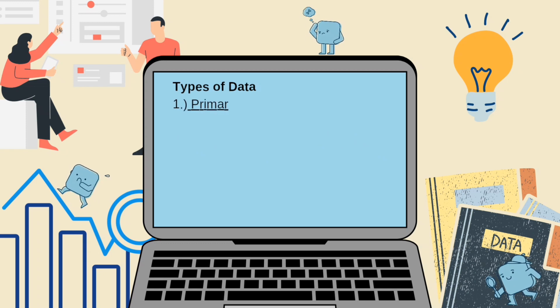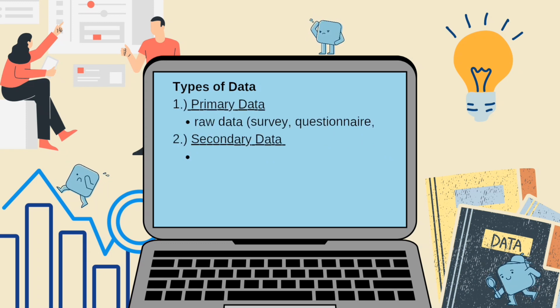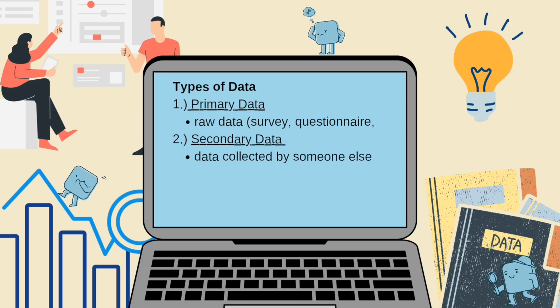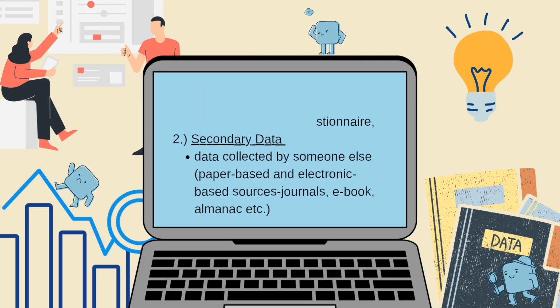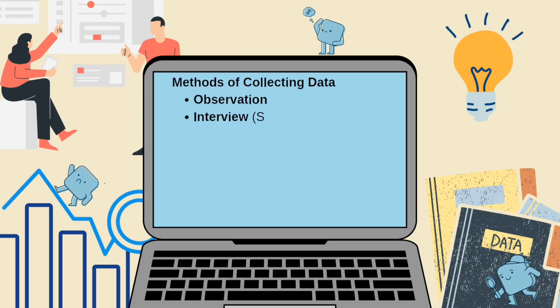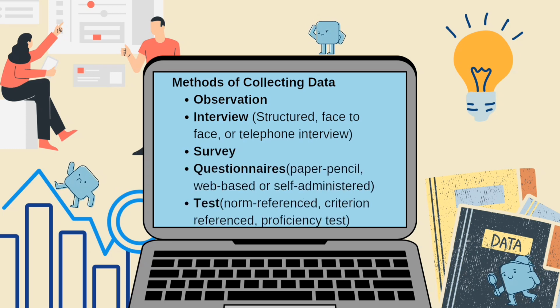We have two types of data. One is the primary data or the raw data. Two is the secondary data collected by someone else. It can be paper-based and electronic-based sources. Collecting data can be done by the use of the following methods below.